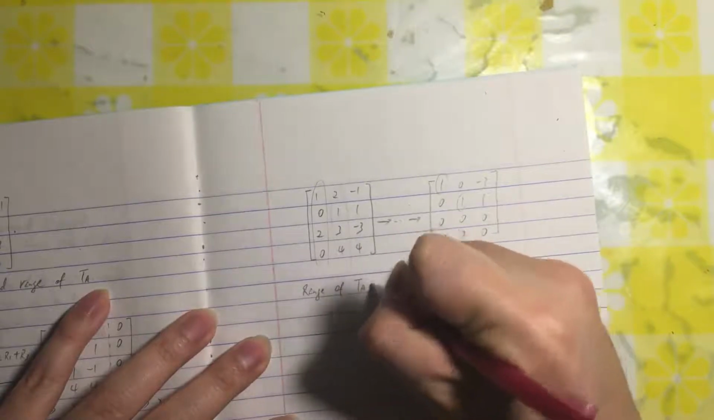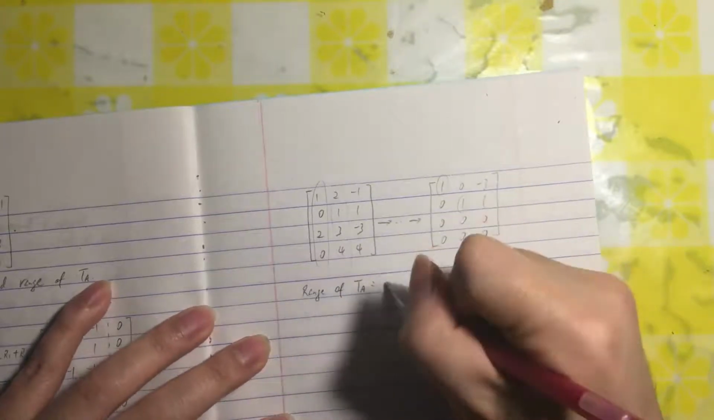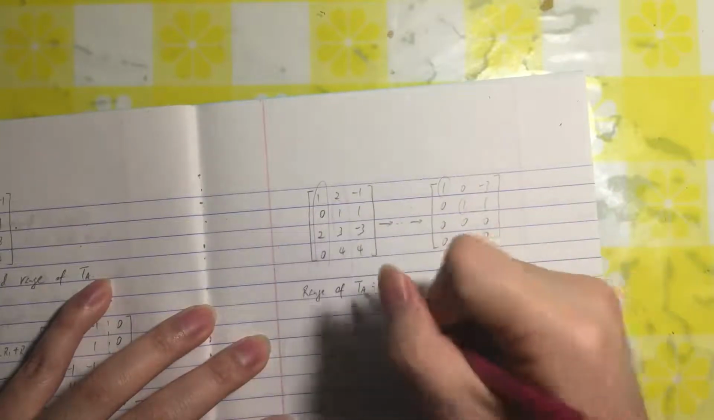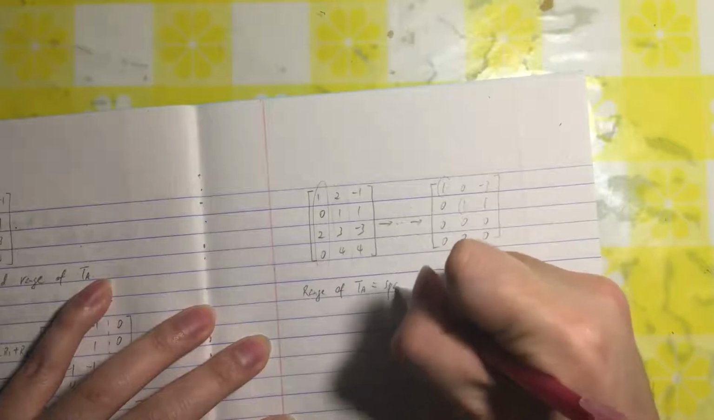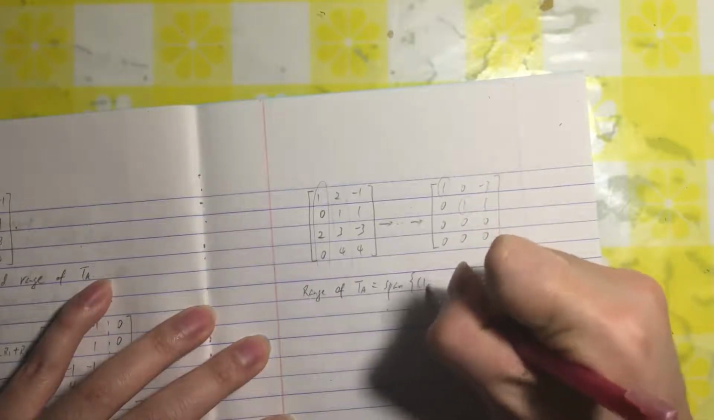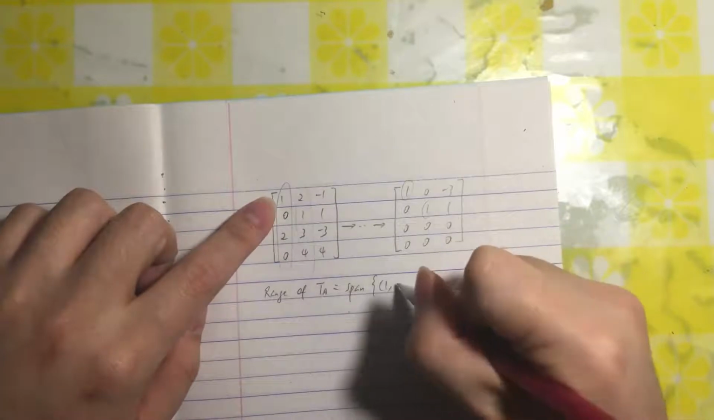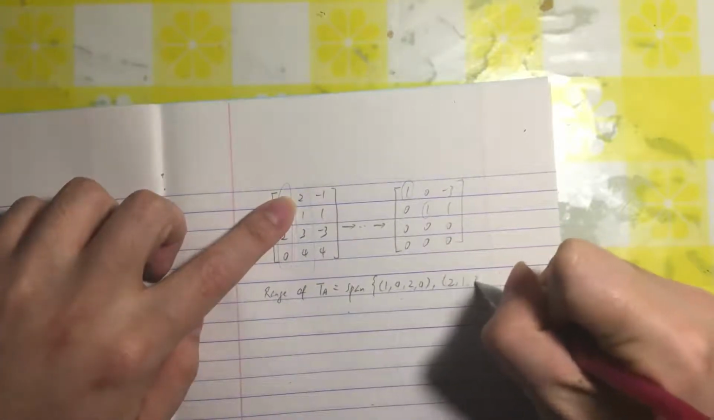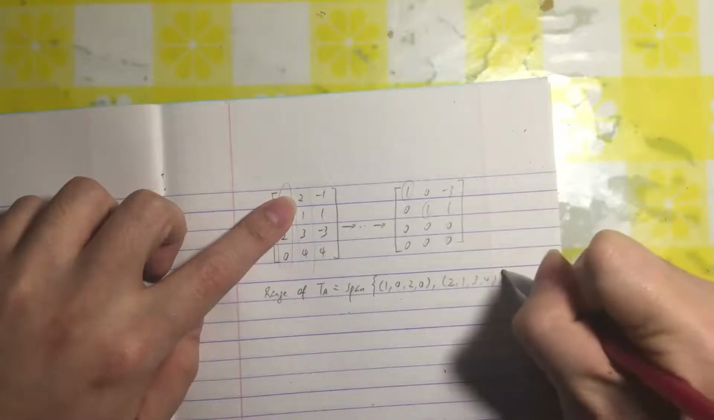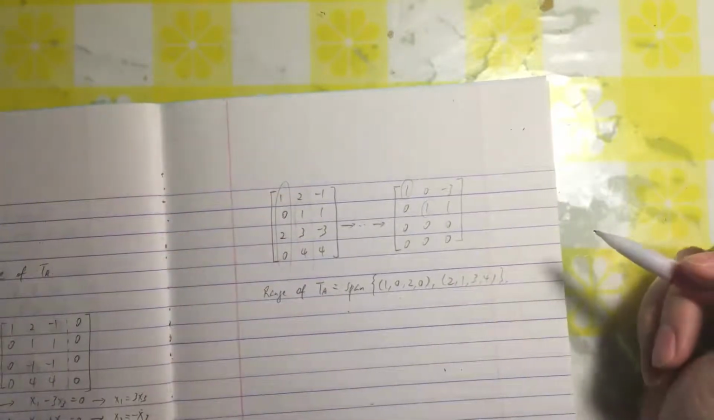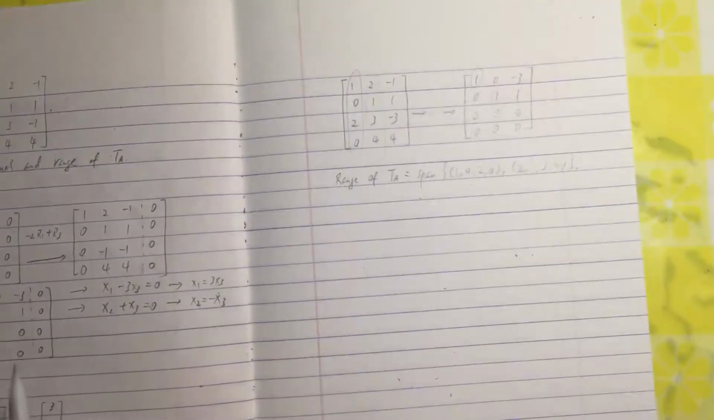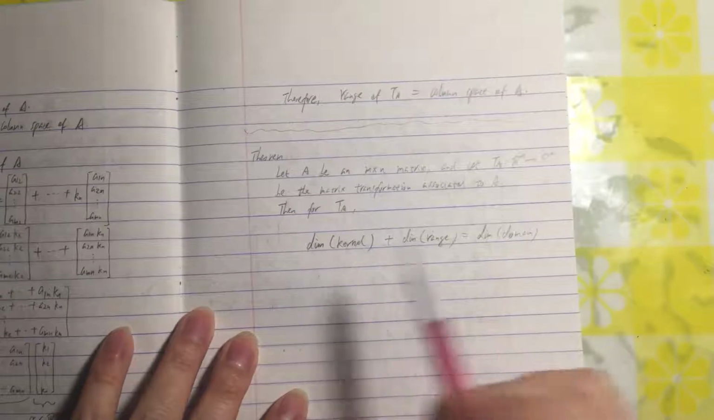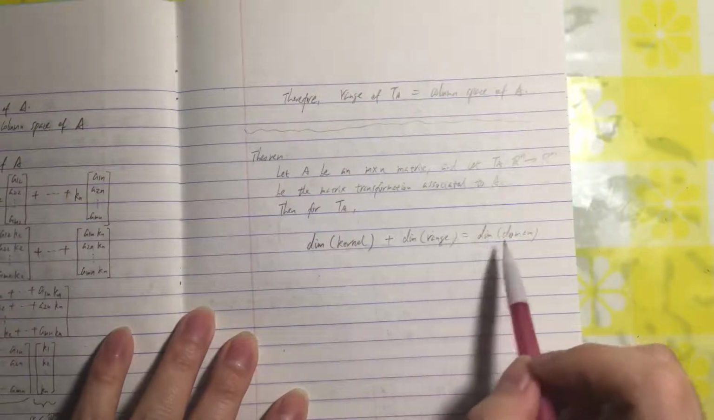So the range of T sub A is the same as the column space of A, which is spanned by these two vectors. These two vectors are the basis of the column space. Spanned by these two vectors, 1, 0, 2, 0, 2, 1, 3, 4. That's the range of T sub A. And here we can verify the previous theorem. The previous theorem says the dimension of the kernel plus the dimension of the range equals the dimension of the domain.